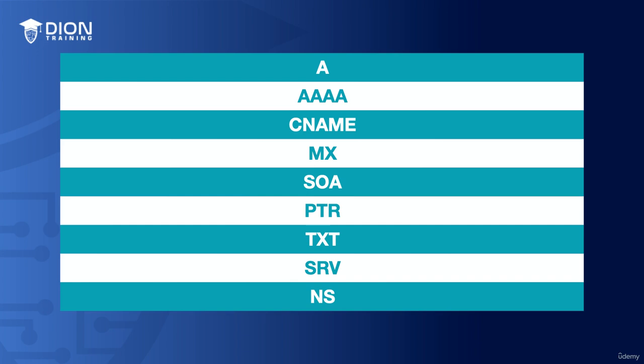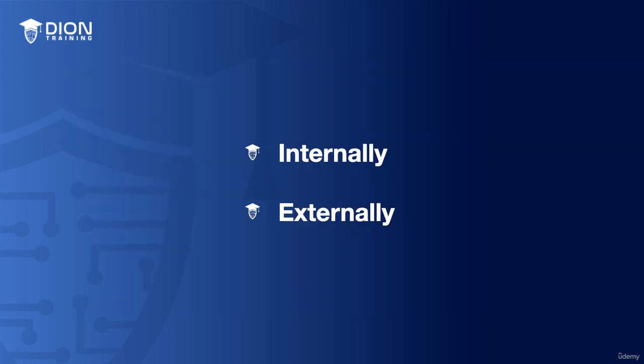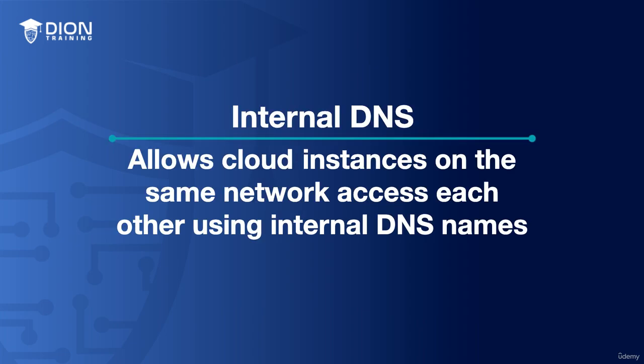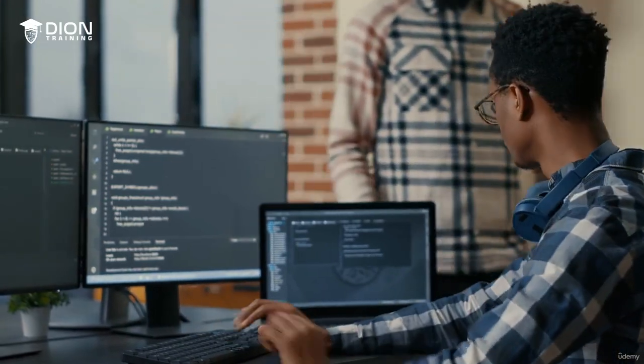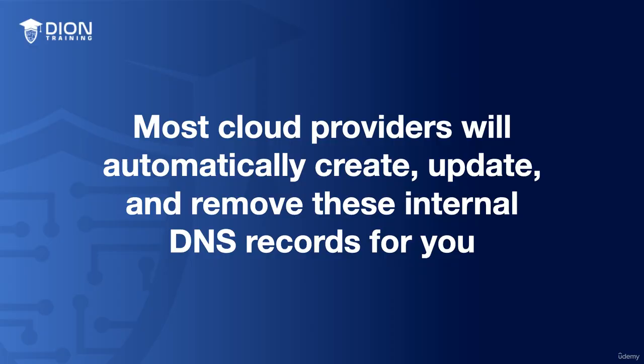Now, up to this point, I've talked about DNS from the perspective of hosting a publicly available DNS server that anyone in the world can access. But DNS can be used internally or externally. These days, with cloud computing, it is common to set up an internal DNS service that lets your cloud instances within the same network or private cloud access each other using internal DNS names instead of having to know each of their IP addresses. To do this, internal A records are created and internal pointer records are also created in a reverse zone. Luckily, most cloud providers will automatically create, update, and remove these internal DNS records for you. And they will do this as you create and remove different virtual machines and other instances in your private cloud.